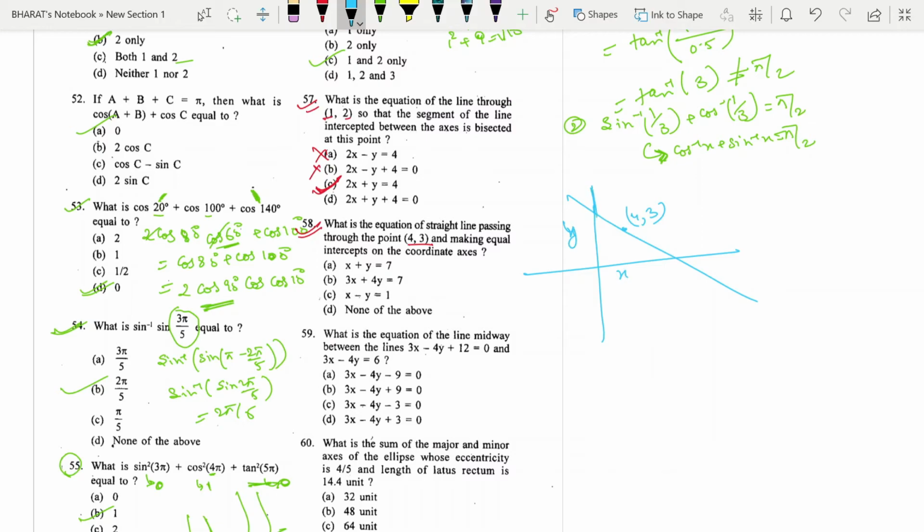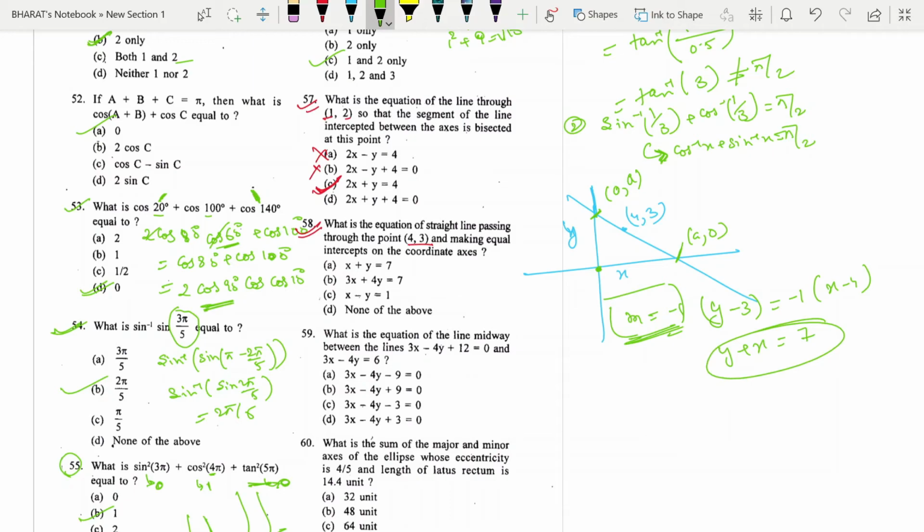Okay, so we can let this point be 0 comma a and this point be a comma 0, because the intercepts cut on the axes are the same. So we will find the equation of this line. Its slope will be equal to minus 1, clearly visible from the equation. So our equation will be y minus 3 is equal to minus 1 times x minus 4. So y plus x will be equal to 4 plus 3, that is 7. X plus y is equal to 7. Yes, that is our answer.